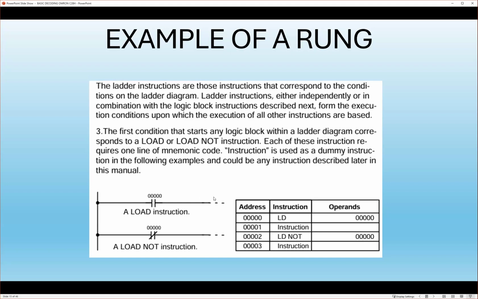This is the most basic of basic starting right here. Everyone get this part of it? Yes, makes sense. Okay. Yes, sir.